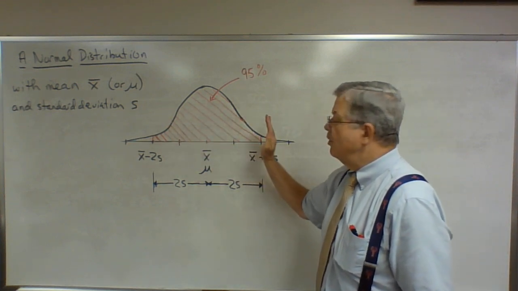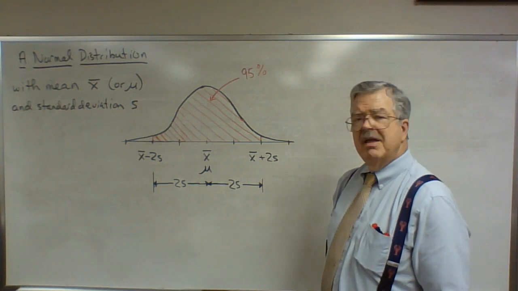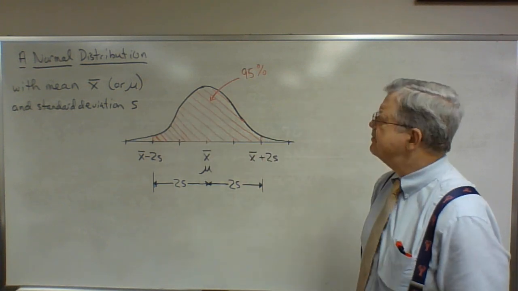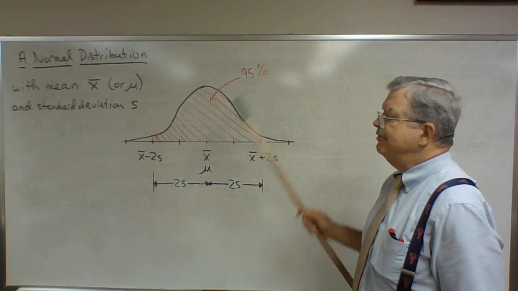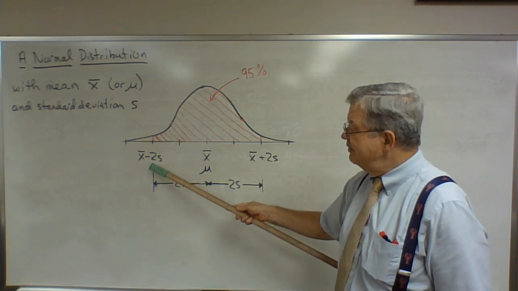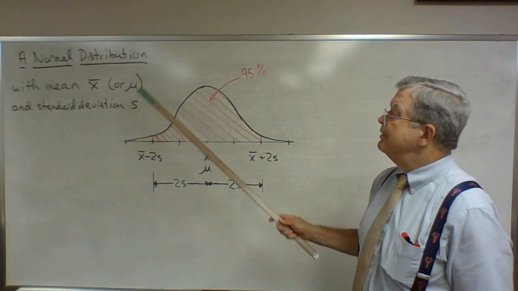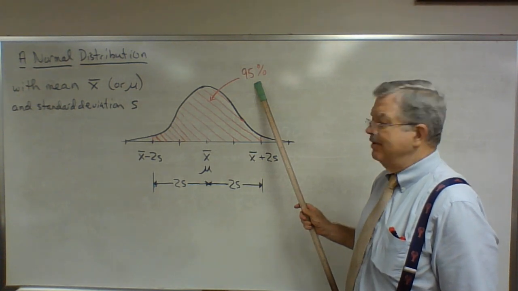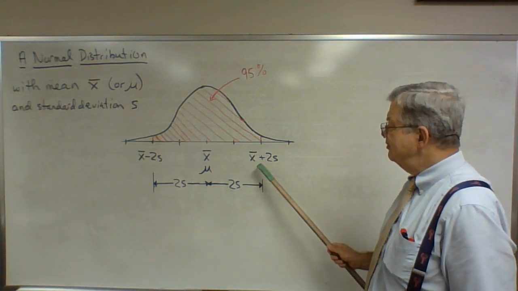And notice the shaded portion of the graph now. Almost all of the area under the graph is shaded. A little bit more than 95% of the region under the graph and above the x-axis is shaded. And what this tells us is that 95% of a population that's normally distributed lies between x bar minus 2 standard deviations and x bar plus 2 standard deviations. If we have a population that's normally distributed, approximately 95% of the data values will be between the mean minus 2 standard deviations and the mean plus 2 standard deviations.